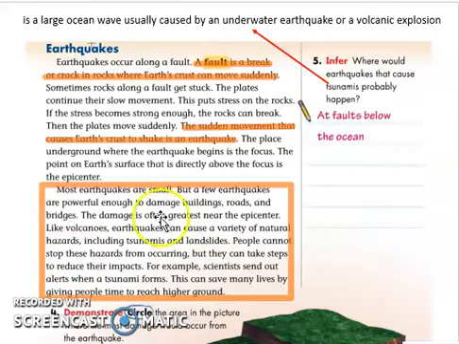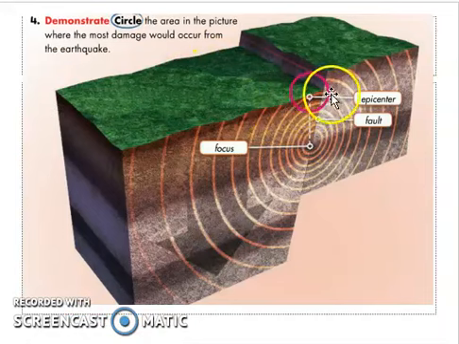Now here, most earthquakes are small, but a few earthquakes are powerful enough to damage buildings, roads, and bridges. The damage is often greatest near the epicenter. What is epicenter, by the way? Let's look at the picture in your book. Okay, here.